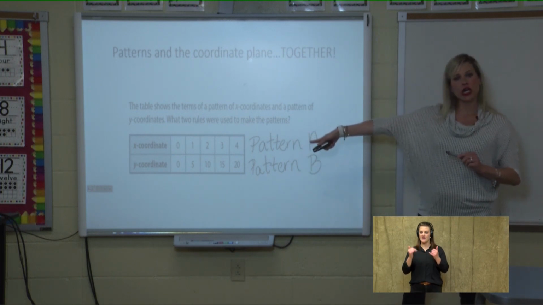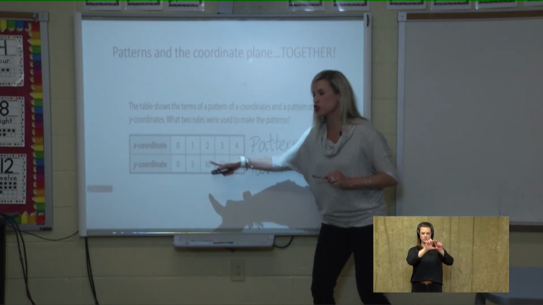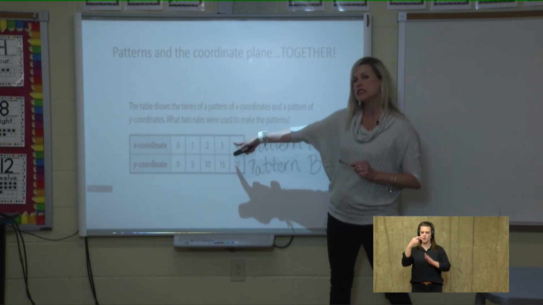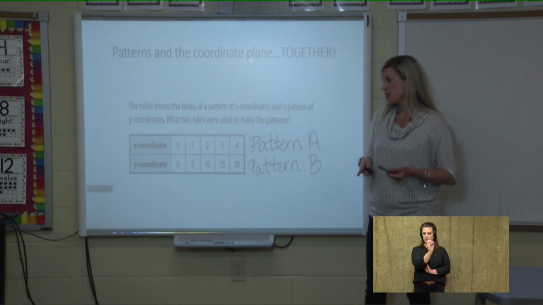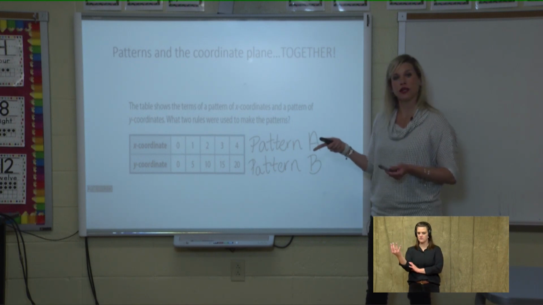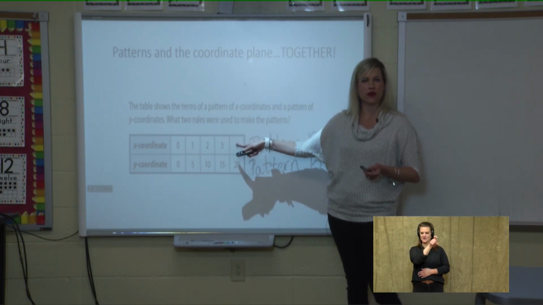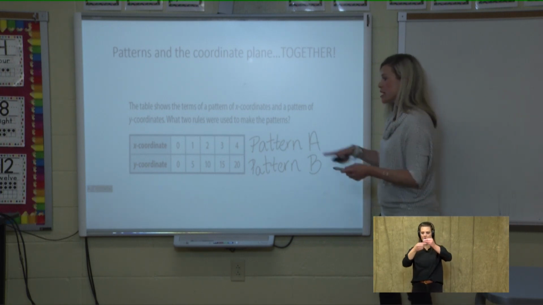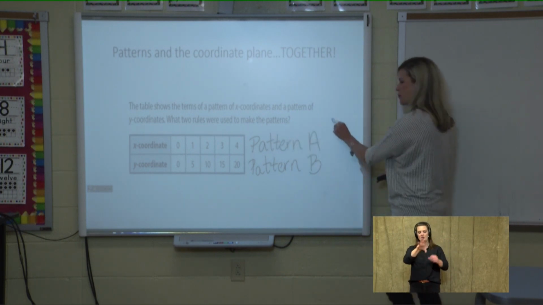All right, so I want you to take a look at your x coordinate, pattern A. Don't look down here, just look at the first pattern. Do you see what the rule is for pattern A, for your x coordinates? We start at 0, then we go 1, 2, 3, 4. So what would be the rule for the x coordinates for pattern A? Yeah, if you said to add 1, you're correct. So pattern A on the x coordinates, we would be adding 1. I'm just going to put plus 1.